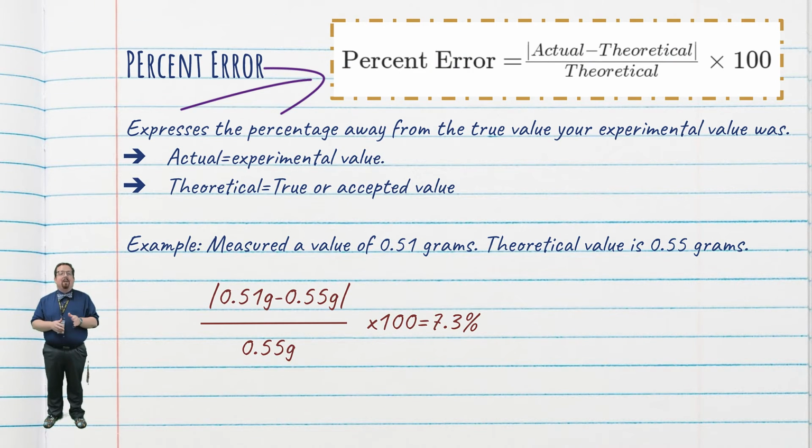For percent error, the calculation is very easy. You simply take the value that you got minus the theoretical or true value, ignoring any negatives, and divide by the theoretical value, and then multiply by 100.